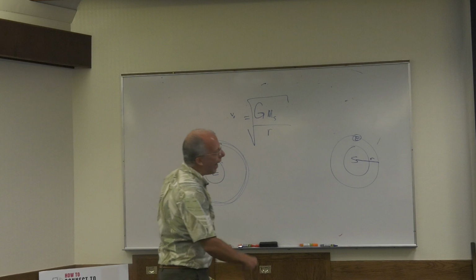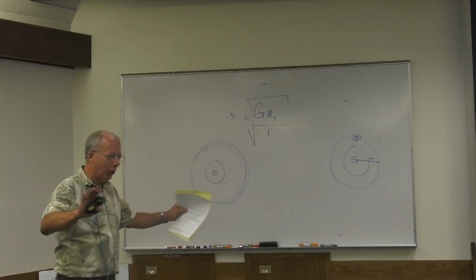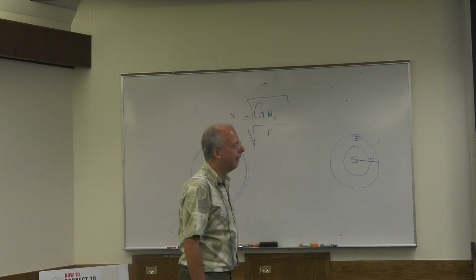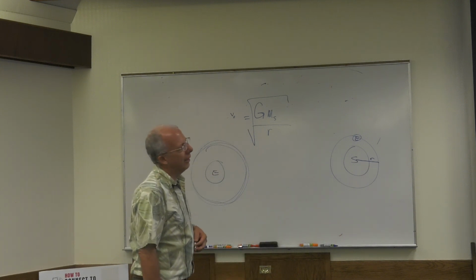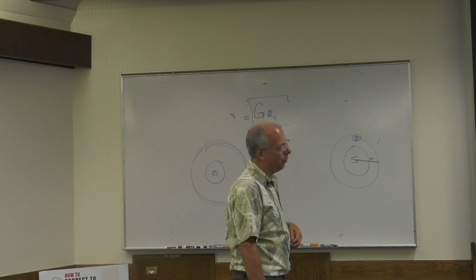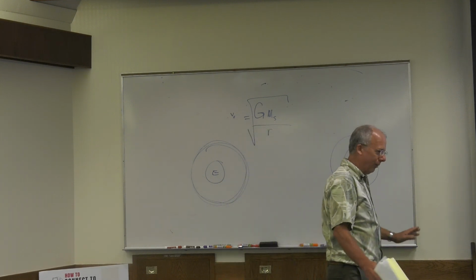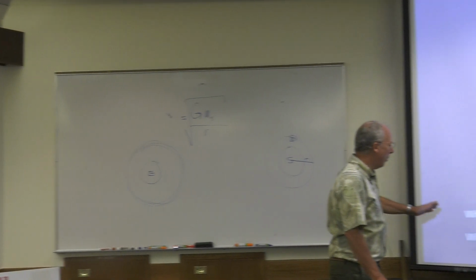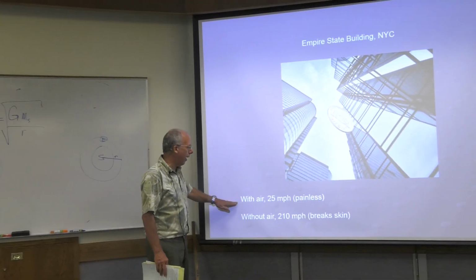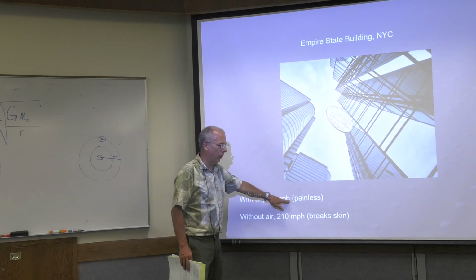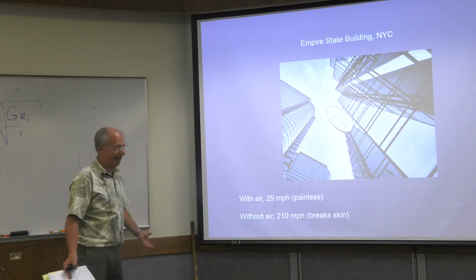Now, I looked this up on the web. I don't know if it's true. I shouldn't be so lazy. I should figure it out for myself, but I haven't yet. Sorry. Okay, so this is what happens if you drop a penny from the Empire State Building, according to this website, which I don't know is true. They claim with air, it would be going 25 miles per hour at the bottom, at the sidewalk, which is supposedly painless. I don't know about that.